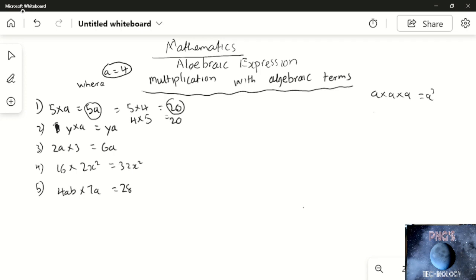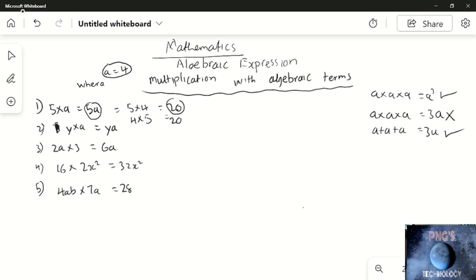Remember, when we have a times a times a, don't go and write 3a. I will flog you. I will mark your work wrong. A times a times a is a to power 3. It's only when it is a plus a plus a that you can have 3a. So this is wrong, this is correct, and this is correct. So have that in mind.